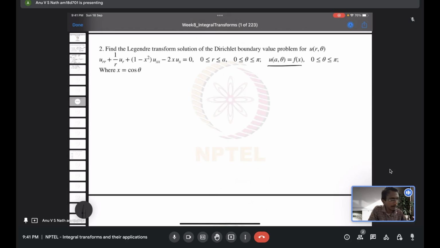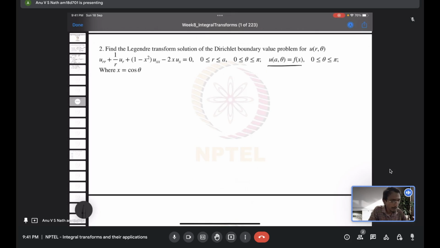So it should actually be a function of theta, but theta is a function of x also, right? Because theta is just cos inverse of x. So we'll get effectively a function of x for every theta which is less than pi and greater than 0. And also we want the solution to be finite everywhere. That's another criterion that you should always remember.